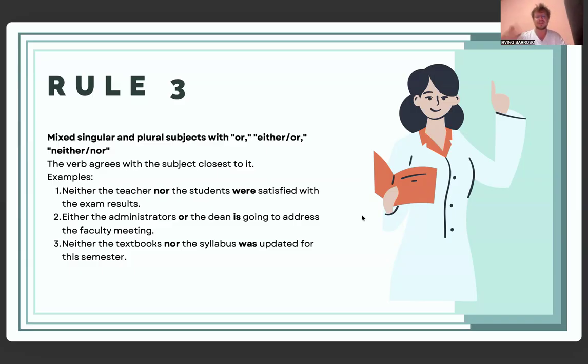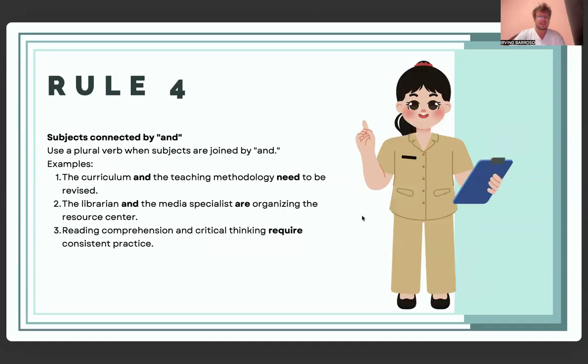The examples: neither the teacher nor the students were satisfied with the exam results. Either the administrator or the dean is going to address the faculty meeting. Neither the textbook nor the syllabus was adapted to this measure. Okay, rule number four, subjects connected by and. Use a plural verb when the subjects are joined by and. Let me first give the explanation.